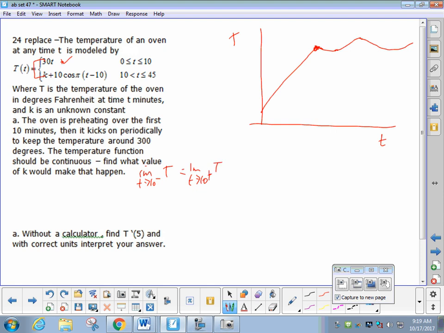10 from the left, what's 10 from the left? 300. And it needs to equal 10 from the right, which we don't know k, so it's going to stay k. K plus 10 cosine of pi times 10 minus 10, or 0. Now that means then that 300 is k plus, what is 10 cosine of 0? 10, so k is 290 in order to keep it continuous.